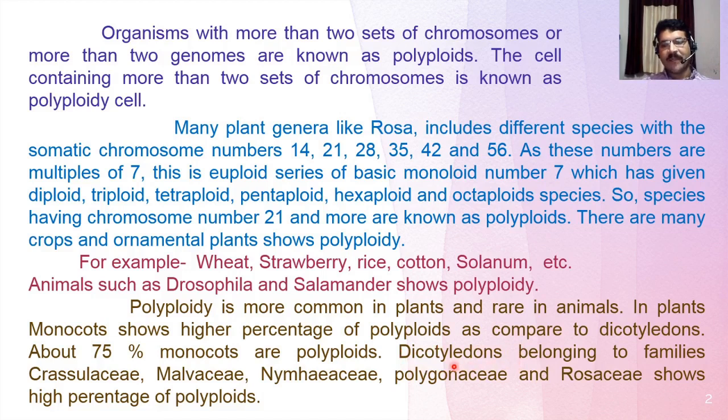There are some families of dicotyledons, for example Crassulaceae, Malvaceae, Nymphaeaceae, Polygonaceae, and Rosaceae, that show a higher percentage of polyploids. So we should understand from this that polyploidy is more common in plants and rare in animals. And in plants, it is seen more in monocots and less in dicotyledons. These dicot families show a high percentage of polyploids.